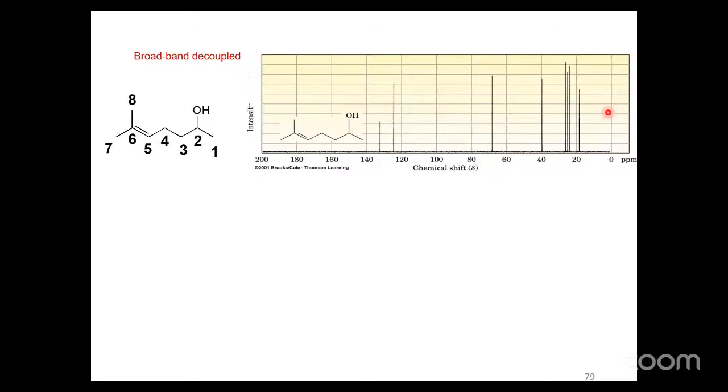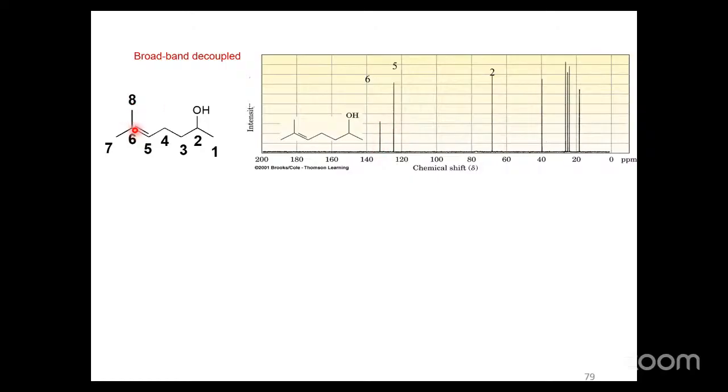There are 8. Yes, there are 8. Try to assign the signal. You can easily assign the signal for olefinic carbon because they are de-shielded, out of which C6 will have more chemical shift because it is attached to two substituents, 7 and 8, and C5. So it will be more de-shielded. It will have more delta value compared to C5.